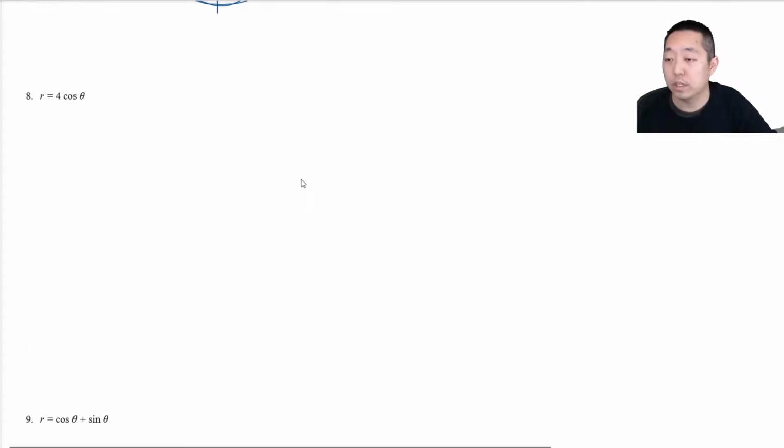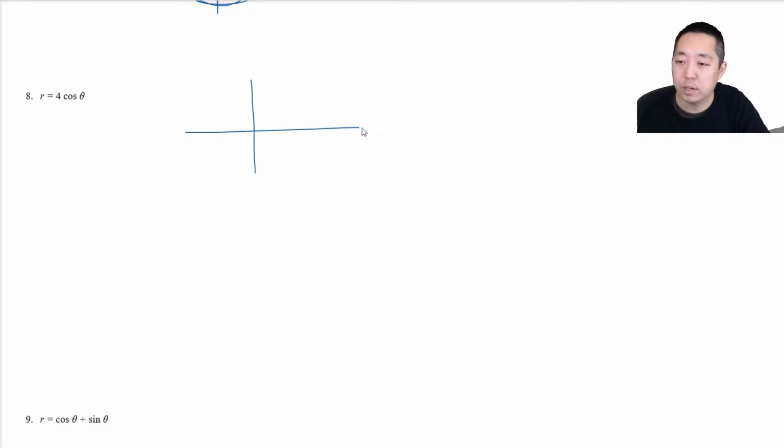So let's do 4 cosine theta. This is another circle. And we go from 0 to pi. See, this is where I always have to remember. I have to sketch it out. So I'm at 0, I'm at 4. And then it goes up. It hits 0 at pi over 2. So it's the top half. Oh, yeah. So I have to go 0 to 2 pi again.